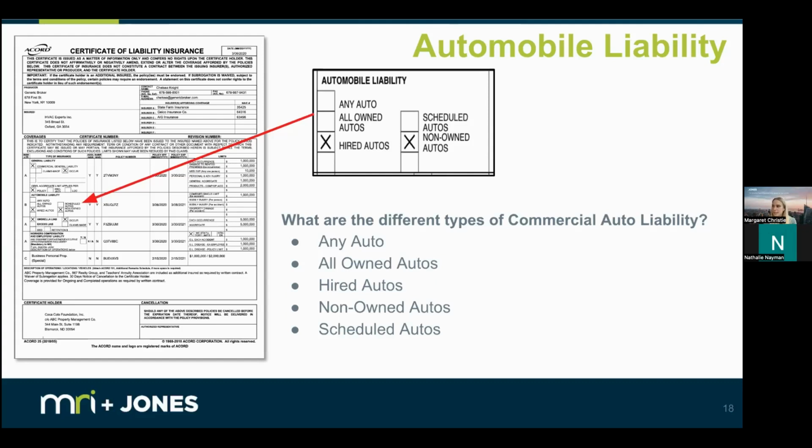So if you see something scheduled, that means you're going to want to see a schedule or a list of all of the autos that are covered. So the policy would quite literally say, green Toyota Camry, this is the plate number. Gray Honda Civic, this is the plate number. It would literally have them listed out. And like I said, anytime you see scheduled in an insurance context, you're going to be looking for a discrete list of the things that are covered.